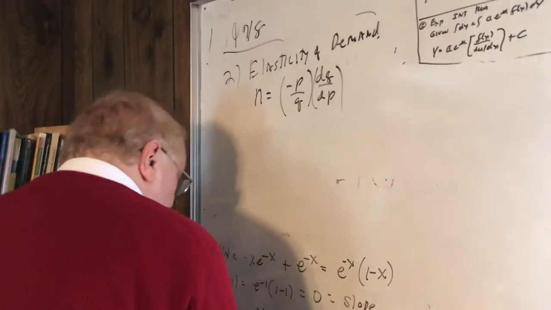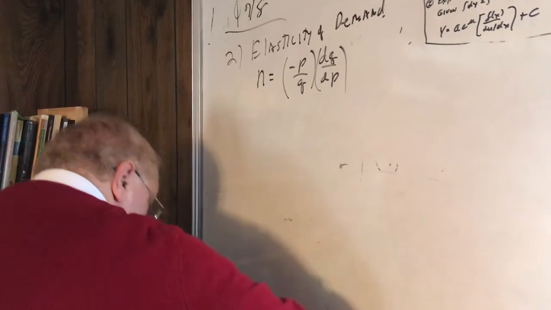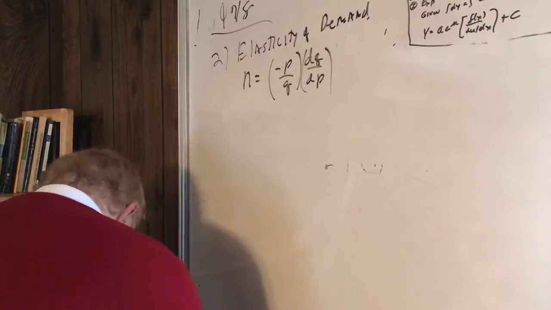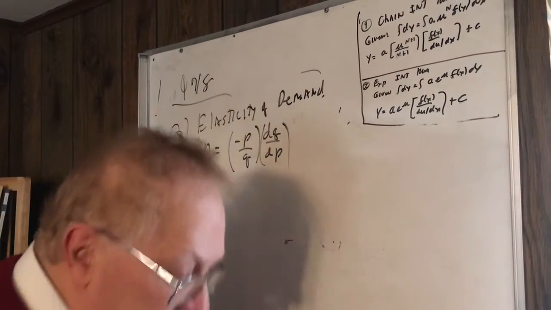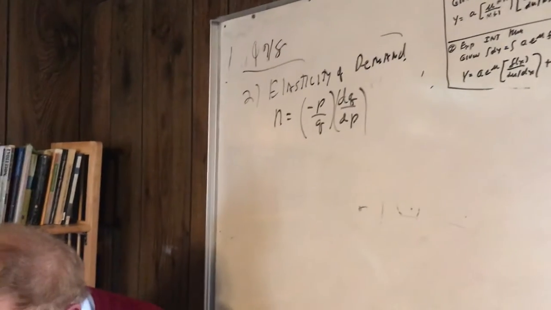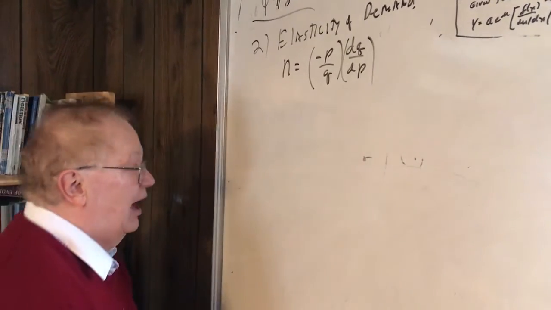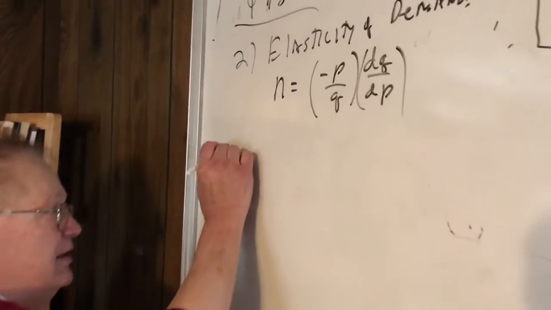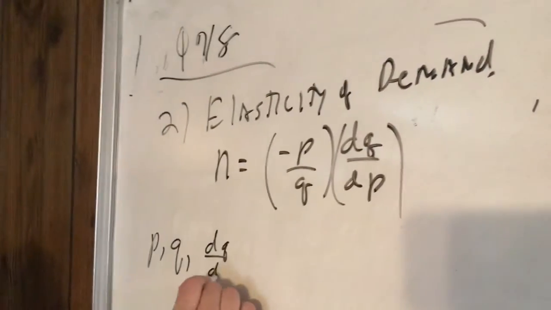Now, I never taught it that way. I don't know where you got that idea, but that is a derivative. The elasticity function is defined as eta or n. If you don't like Greek letters, I know it's Greek to me. So we need P, Q, and dq/dP.